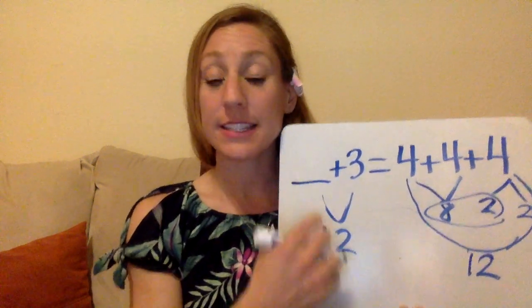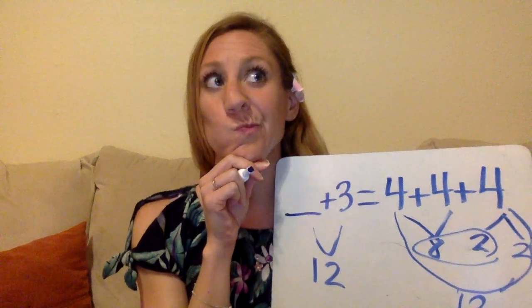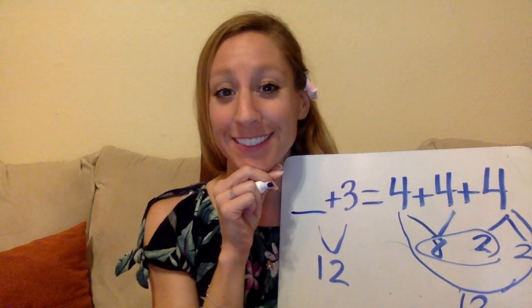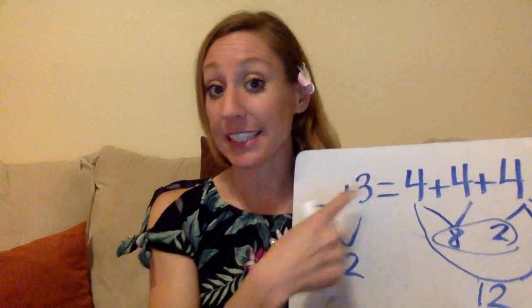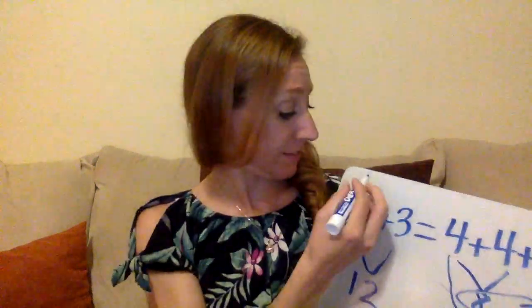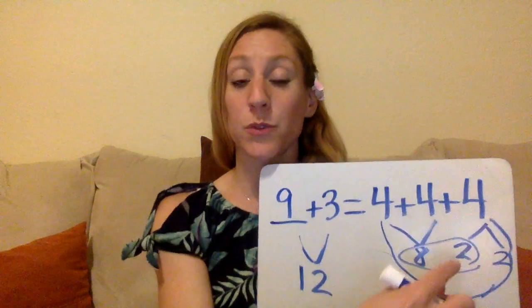Now, I know this whole side needs to be 12. So, something plus 3 equals 12. What is that? What plus 3 equals 12? See if you can figure it out. I can work backwards to figure it out. So if I start at 12 and take away 3, just like our fact families here, so 12, 11, 10, 9. So 9 plus 3 equals 4 plus 4 plus 4.